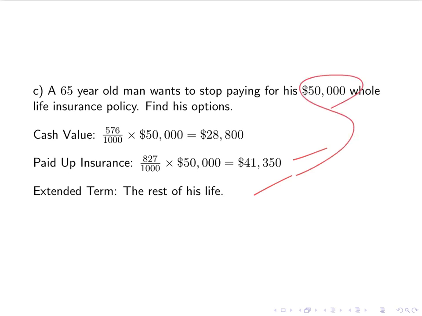So really, if you bought your life insurance at 25 and you paid it for 40 years, there's really no incentive to keep paying because of this option right here. You're already going to be covered for the rest of your life.